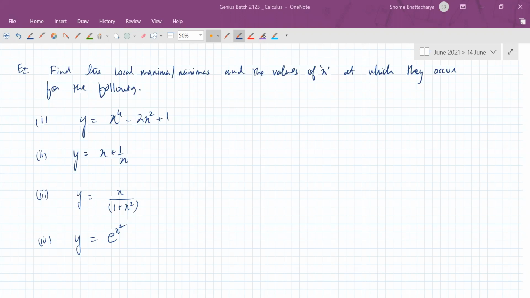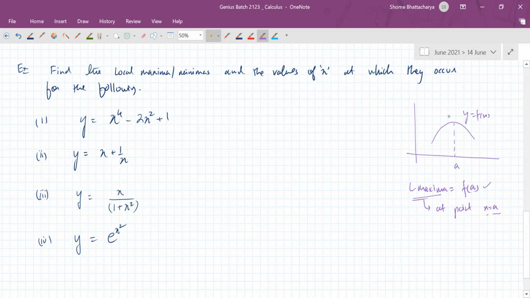Yes, sir. So you understand now? So if a function y equal to f(x) reaches a peak at a certain point, suppose a, what we will say is that the local maxima equals whatever the value of the function is at a, and it reaches at the point x equal to a. So the local maxima occurs at the point x equal to a, but what is the value of the local maxima? It is the value of the function. So it's the y coordinate at that point.